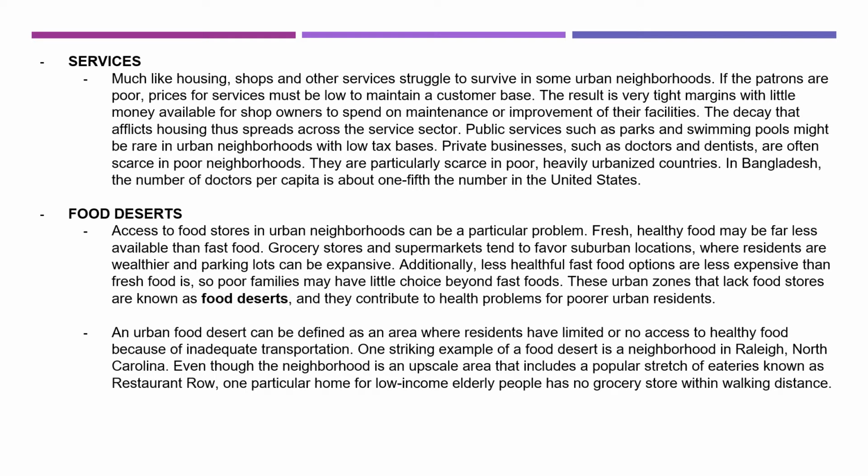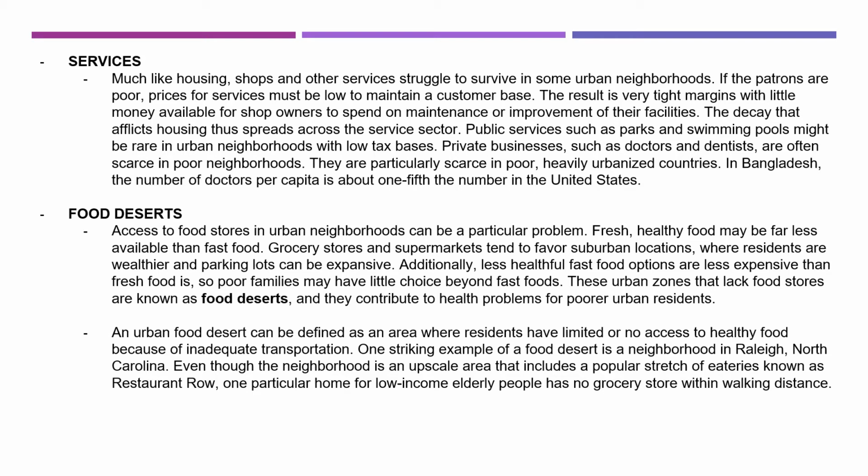Grocery stores and supermarkets tend to favor suburban locations where residents are wealthier and parking lots can be expansive. Additionally, fast food options are less expensive than fresh food, so poor families may have little choice beyond fast foods. These urban zones that lack food stores are known as food deserts, and they contribute to health problems for poor urban residents, including obesity. An urban food desert can be defined as an area where residents have limited or no access to healthy food because of inadequate transportation. One striking example of a food desert is in a neighborhood in Raleigh, North Carolina.